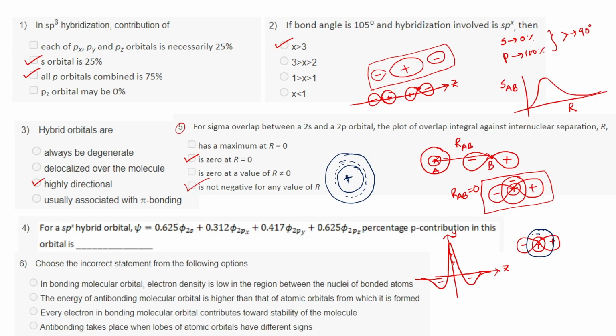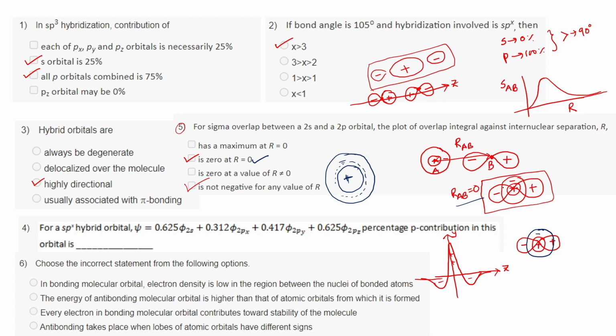So minus minus, this side will be positive overlap, and this side will be minus plus, negative overlap, which will again cancel each other. So the overall overlap would have been 0 when RAB is 0. That is why I am choosing the second option. When R is 0, then your overlap is 0. And you will see that at no point would the overlap have been negative, for a bonding case.